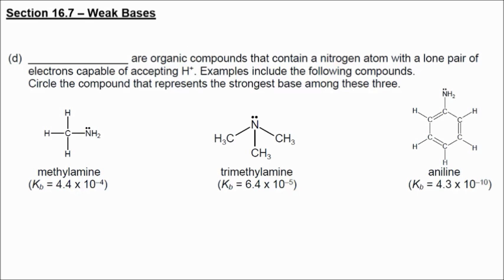As we learned back in chapter 4, amines are organic compounds that contain a nitrogen atom with a lone pair of electrons capable of accepting H+. Examples of amines include methylamine, trimethylamine, and aniline. Circle the compound that represents the strongest base. Looking for the highest value for Kb means that methylamine would be the strongest base among these three.